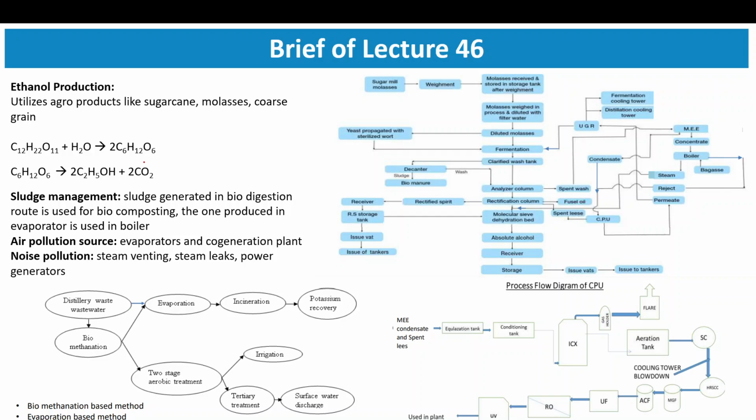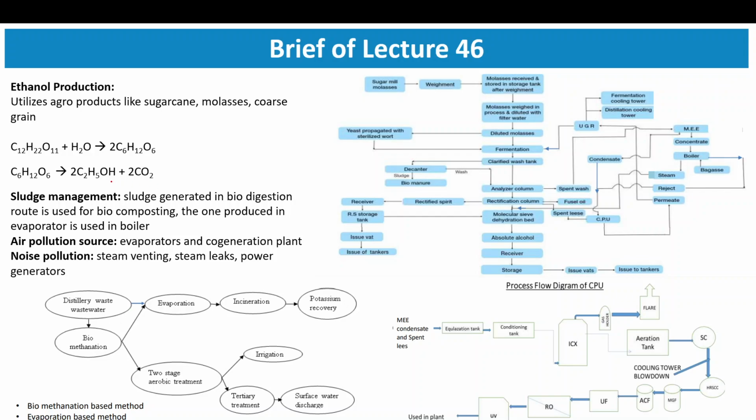But obviously, the industrial process is way more complex. And in India, it is observed that molasses is the major raw material used for ethanol production. So starting with the sugar mill molasses that is obtained, it is stored and further diluted so that we can process it.